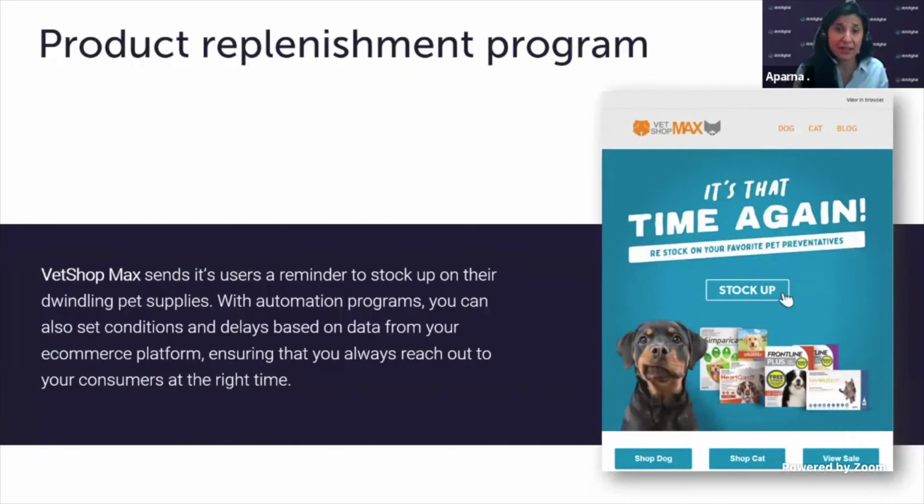And Vetro Max has done exactly that. They've done a really great job here sending those users a reminder email to stock up on their dwindling pet supplies. It's clear and concise and gives an option to shop for a dog or a cat, or in my case, it would be a bird, or view other sale items.